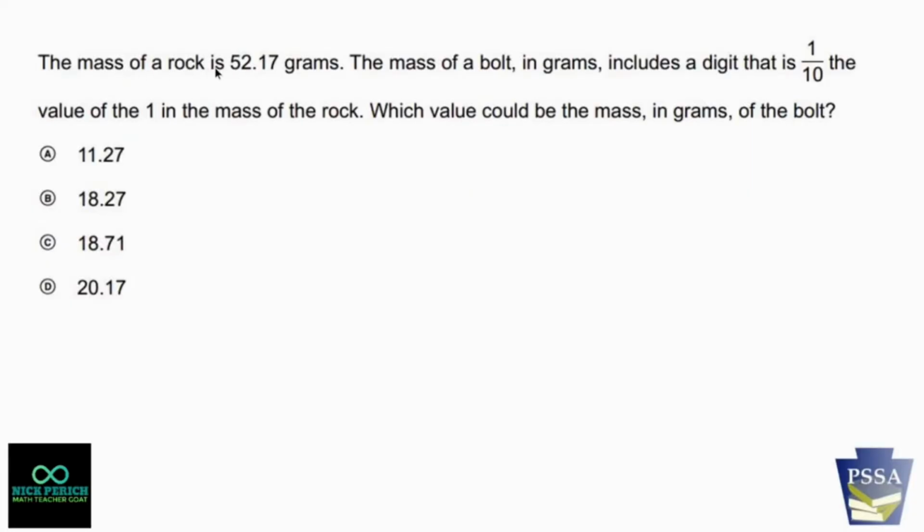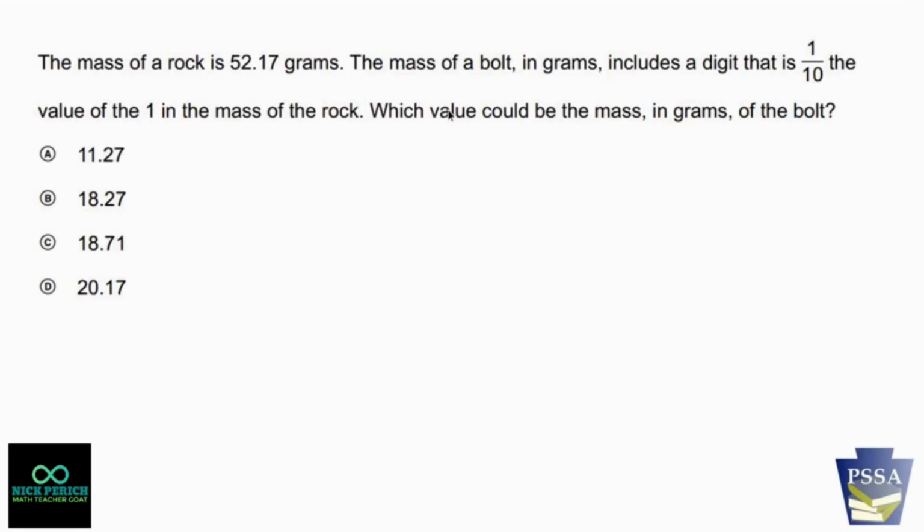The mass of a rock is 52 and 1700ths grams. The mass of a bolt in grams includes a digit that is 1/10 the value of the 1 in the mass of the rock. Ugh. Which value could be the mass in grams of the bolt? All right, so let's break this down step by step.